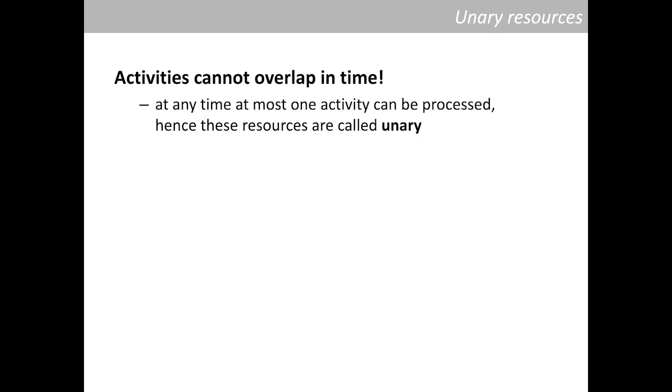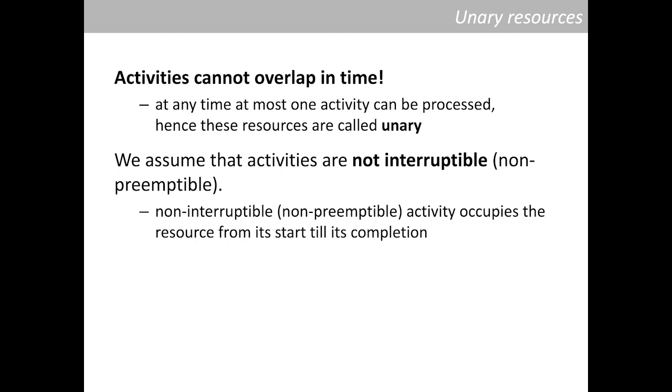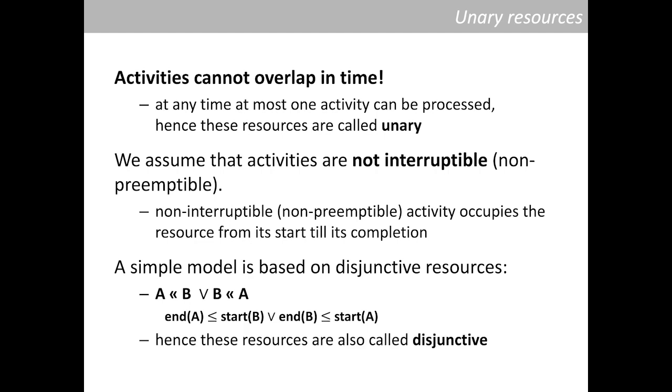I already described the model. Activities cannot overlap in time in a unary resource. That's why it's called unary, because it can process at most one activity at a given time. We will assume that the activities are non-interruptible, or so-called non-preemptible, which means when we start processing the activity, it cannot stop. There are also interruptible activities, and all the techniques that I will describe can be extended to interruptible activities.